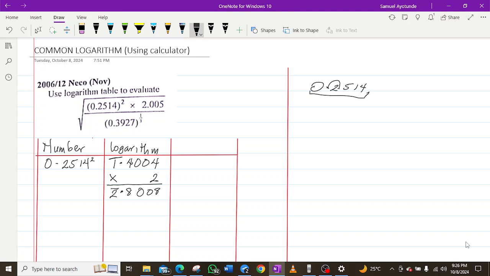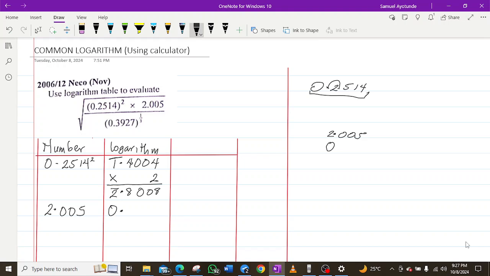Now, we go to the second digit, which is 2.005. Now, we want to get the characteristics of 2.005. Now, the point is already after the first tangible number. The first tangible number here is 2. So the point is already after it. That means our characteristics is 0, because if we convert this to standard form, the power of 10 will be 0. So we have 0 point.